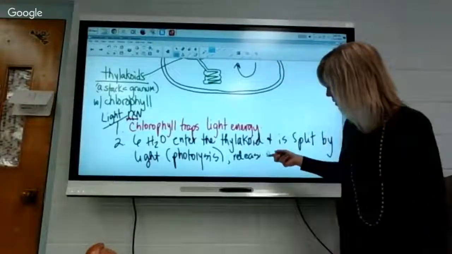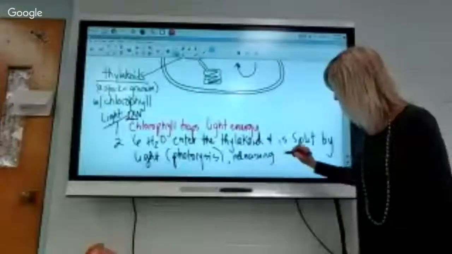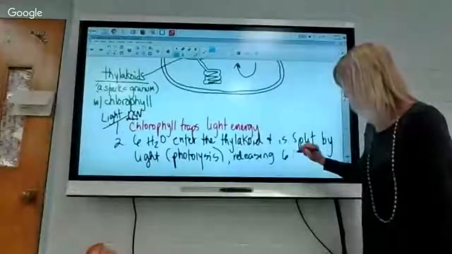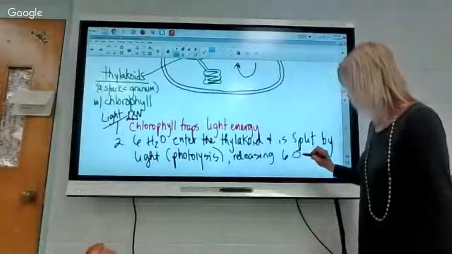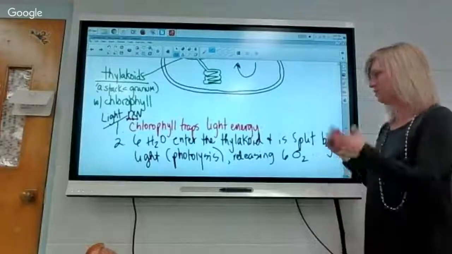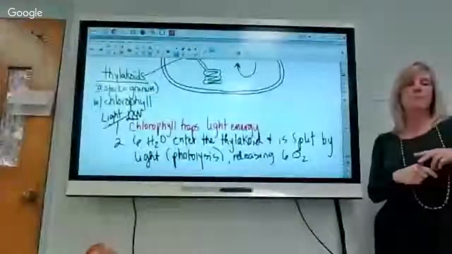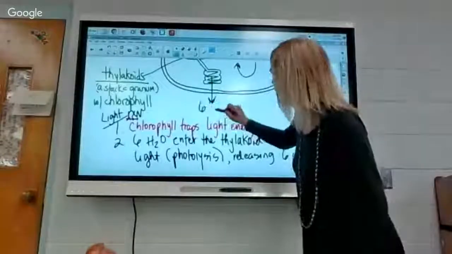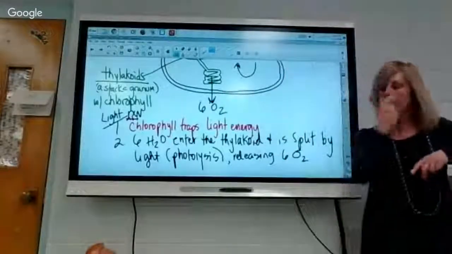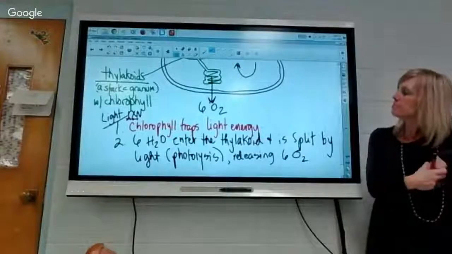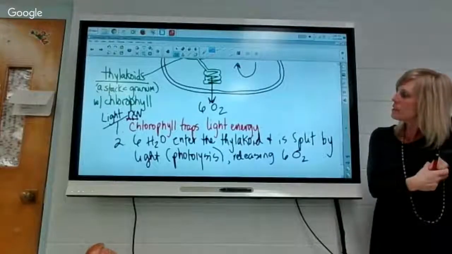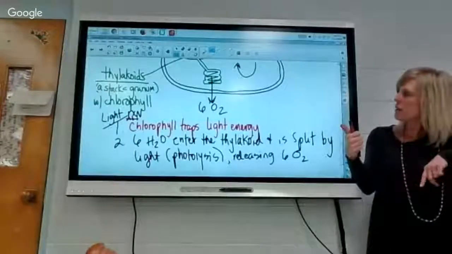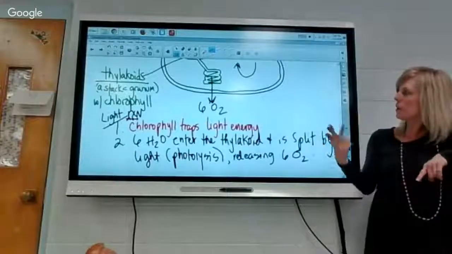Releasing oxygen. And I know I'm kind of oversimplifying it, but if you understand this, you'll be good to go. So let's show that releasing the oxygen. So 6 O2 come out. Well, we've made oxygen, we've used some water, we've used some light. What's left?